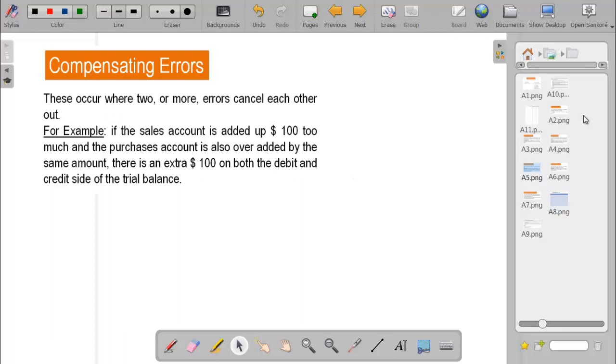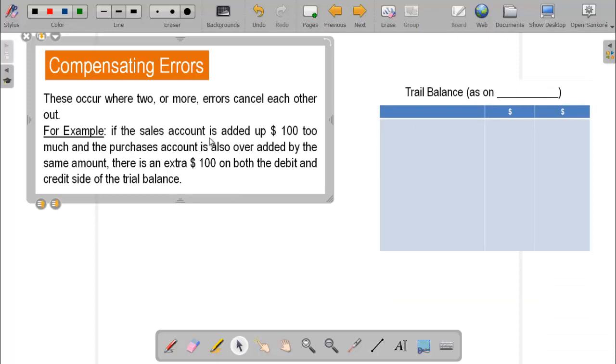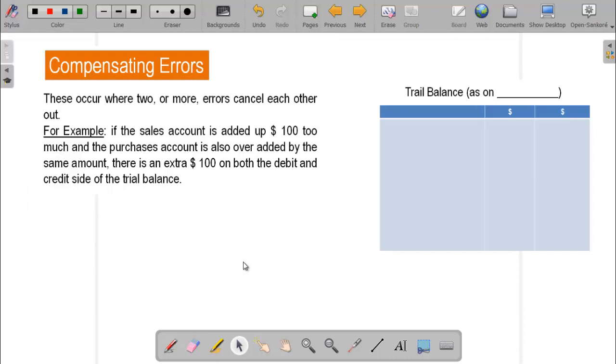Now see, one example is there. If the sale account is added up $100 too much, and the sale account always shows a credit balance, I will show it in the trial balance. Its actual total is, suppose, 1000, but by mistake I have taken 1100, extra 100. So sale account with the extra 100 I will show in the credit column. This is one mistake. Now see another mistake. The purchase account is also over added, and we know that the purchase account always shows a debit balance.